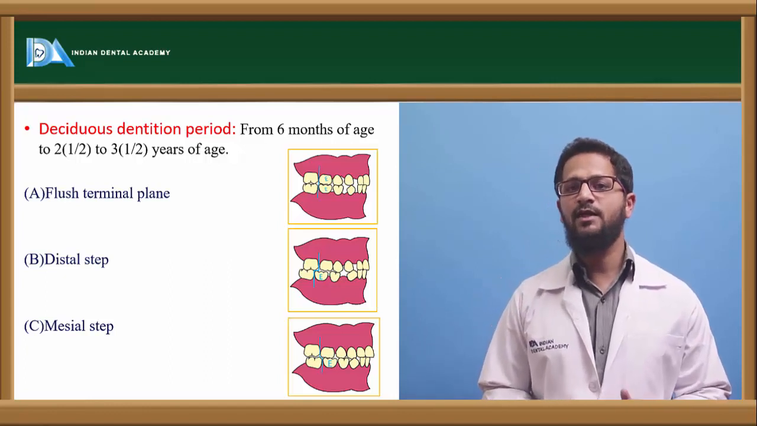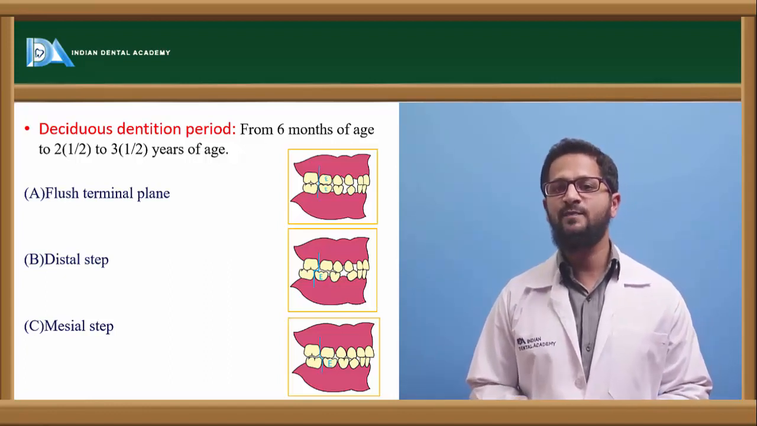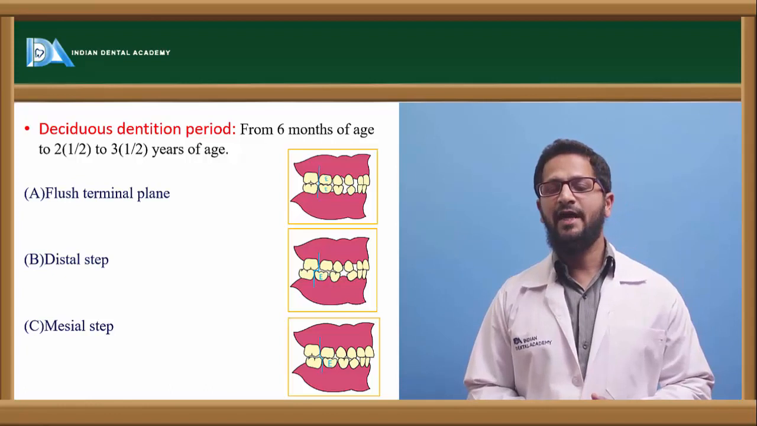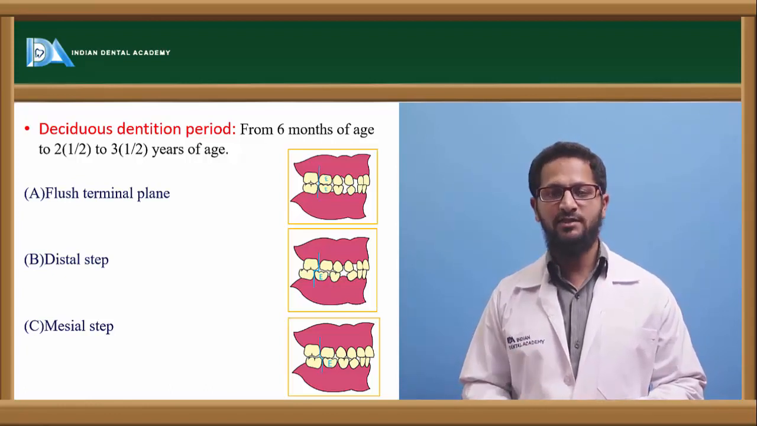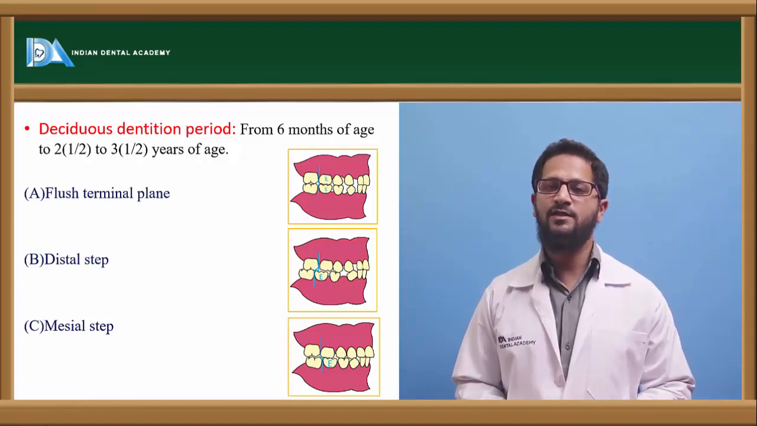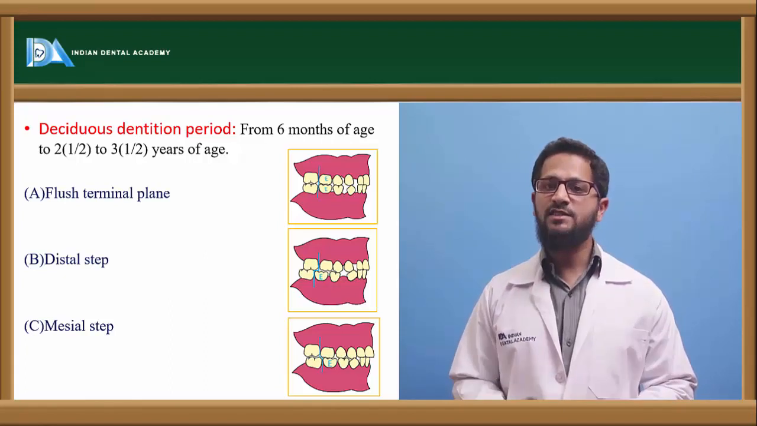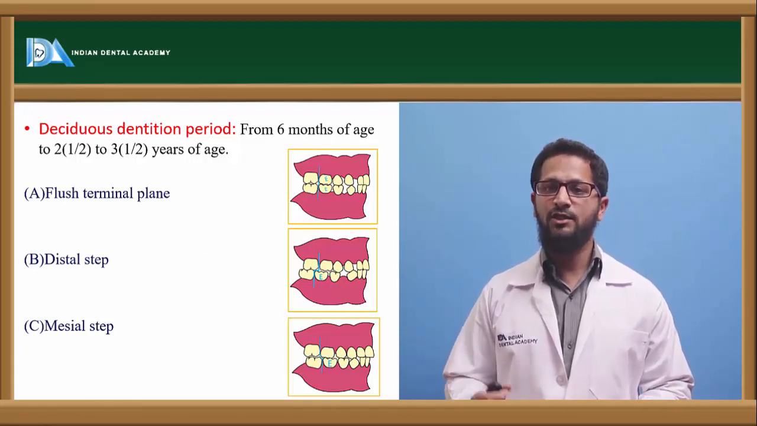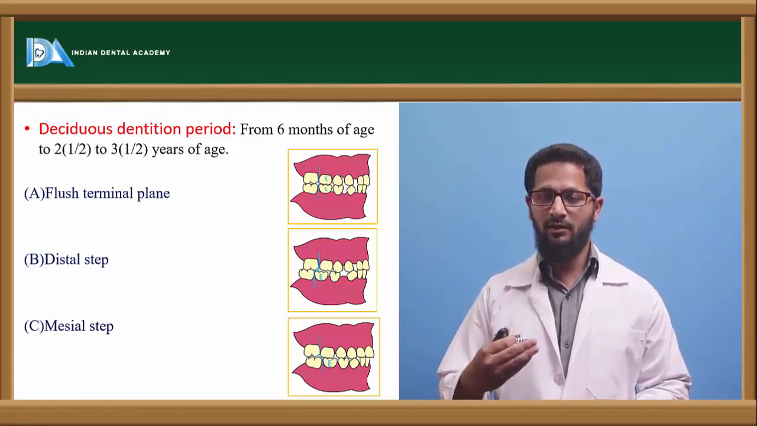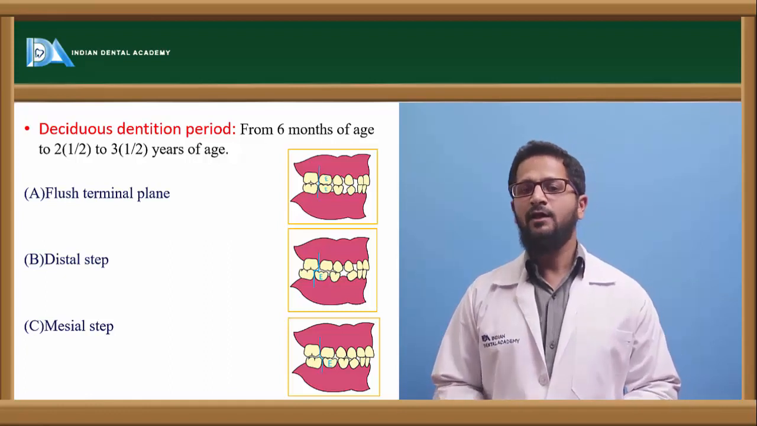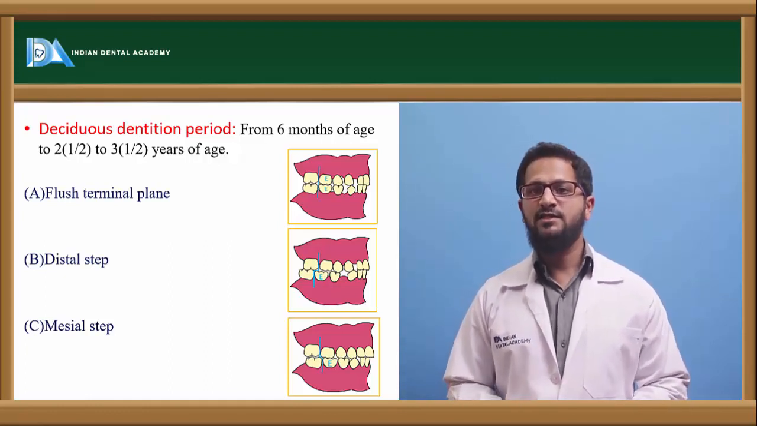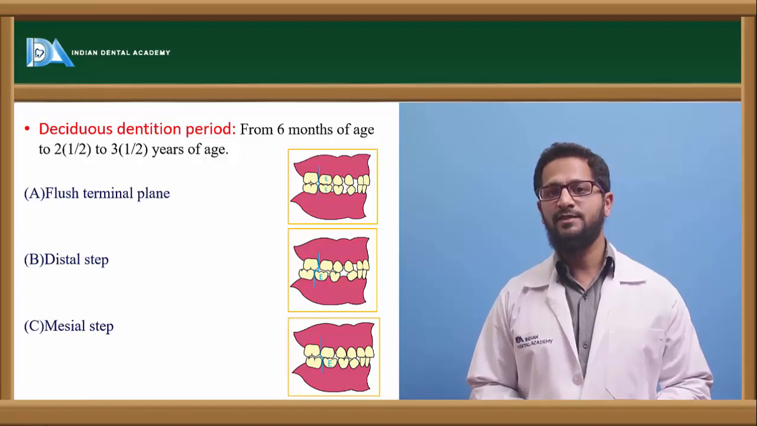Now, the deciduous dentition period is also characterized by the presence of spaces. These spaces are considered a positive sign in deciduous dentition, because if these spaces are present, the permanent dentition will erupt in its proper place. These spaces present in deciduous dentition are called physiological spaces.